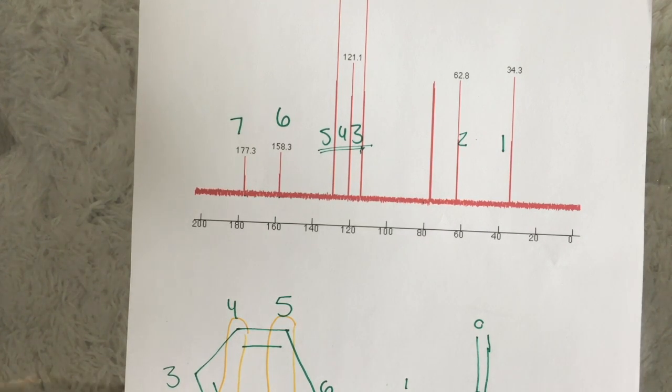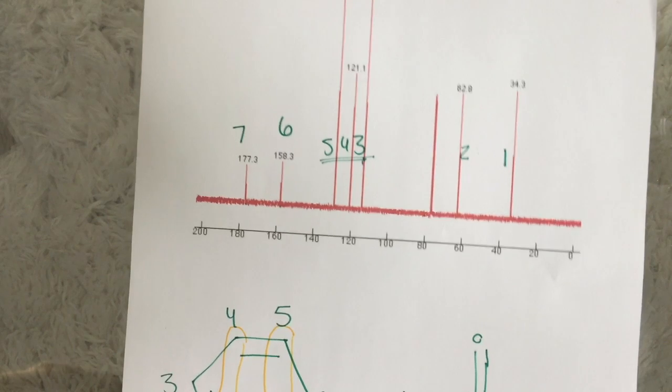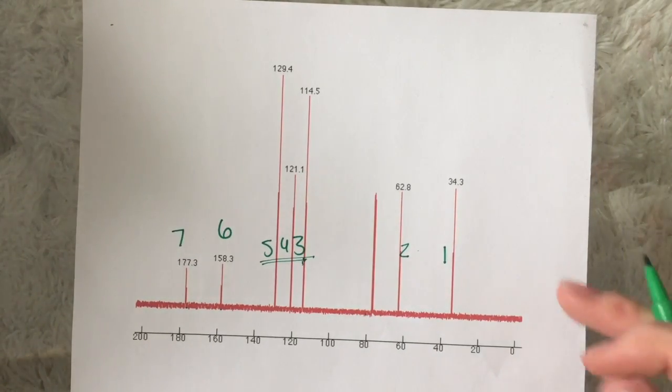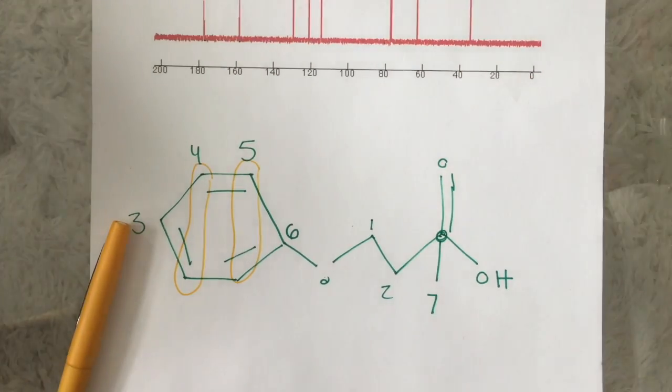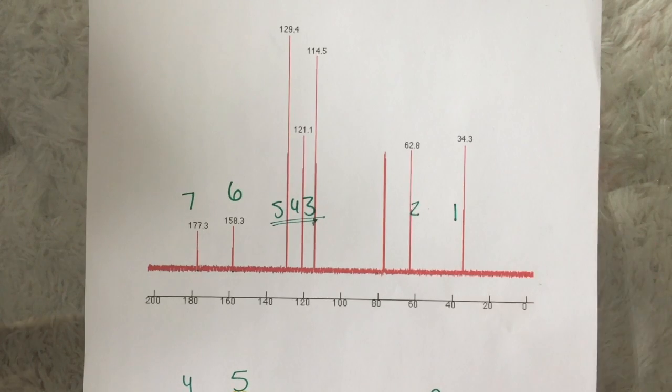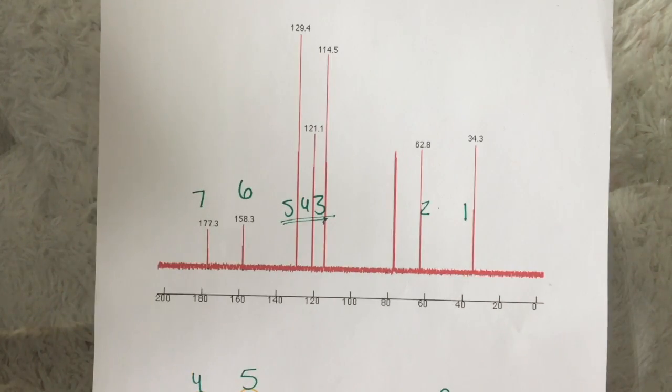So de-shielding works for carbon-13 NMR, whereas proton NMR uses the splitting method. So that is how we identify the structure and justify the structure that we identified.